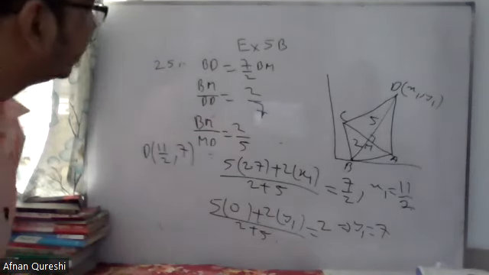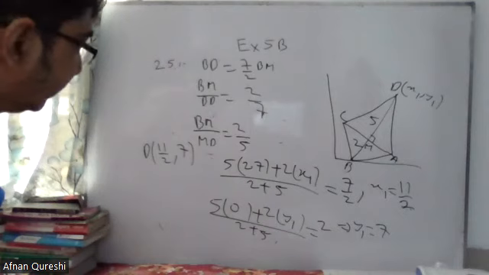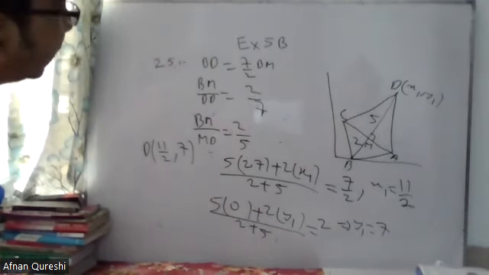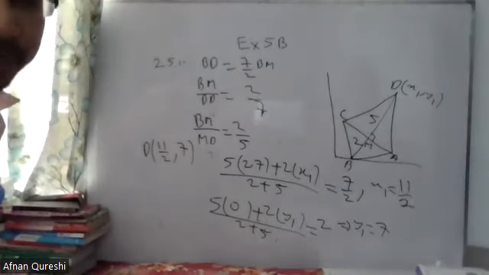So I can find that quite easily using the internal section formula. All right. In this case, this is the easier way to do this sum.